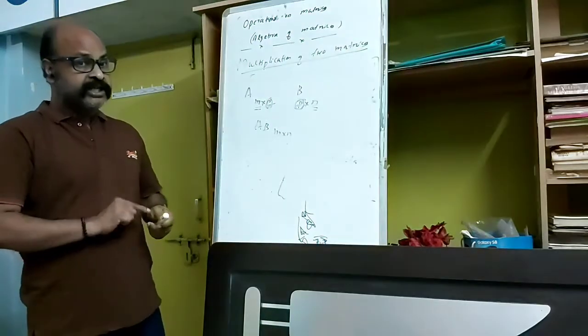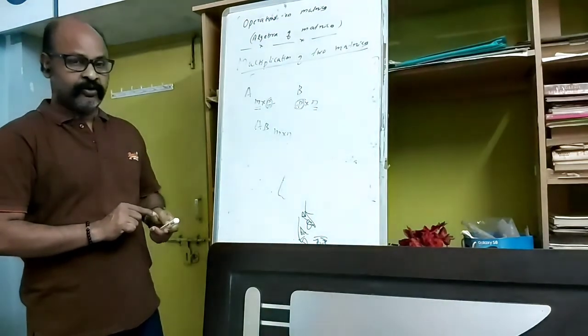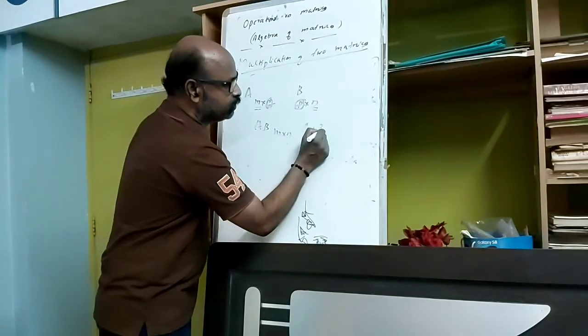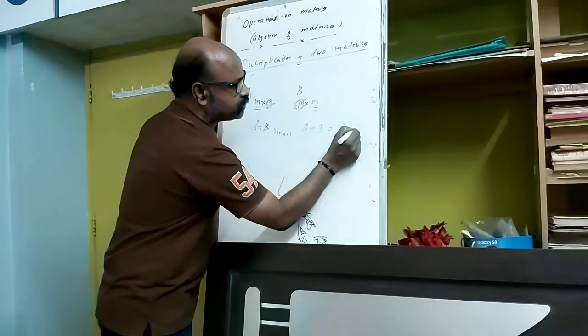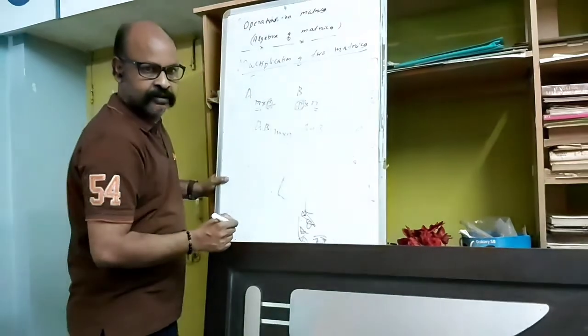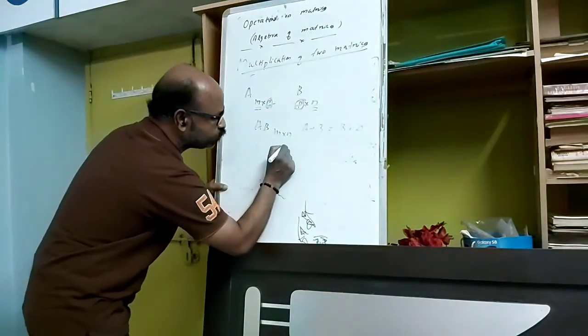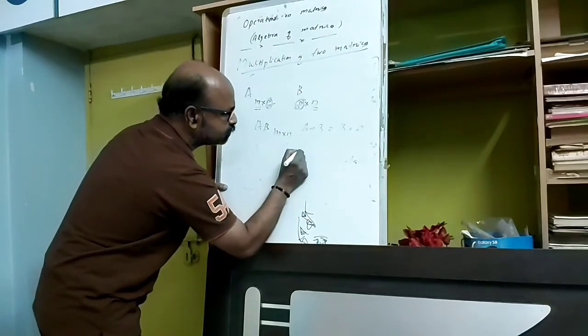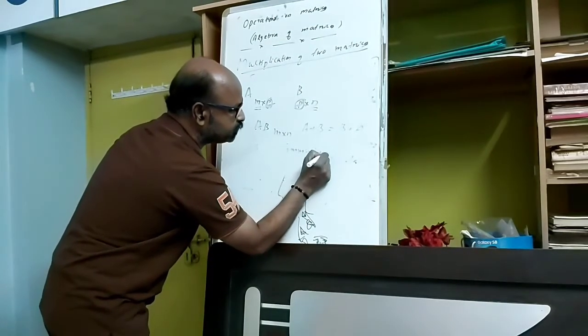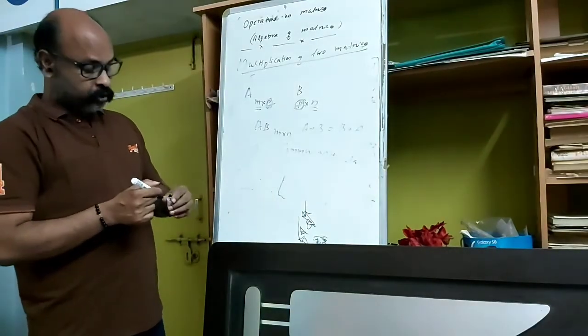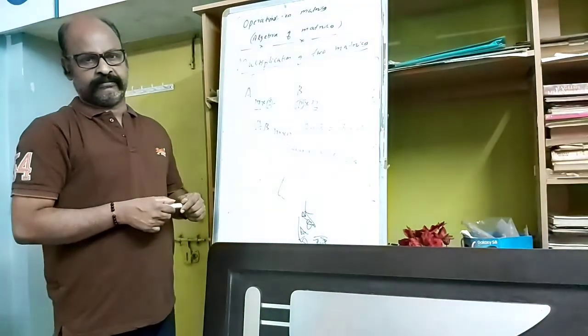And in addition, what we know is that the sum A plus B and the sum B plus A are equal. The meaning is that addition of two matrices is commutative, but multiplication is not commutative.